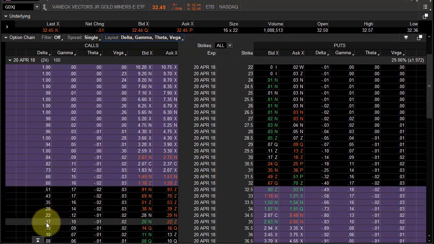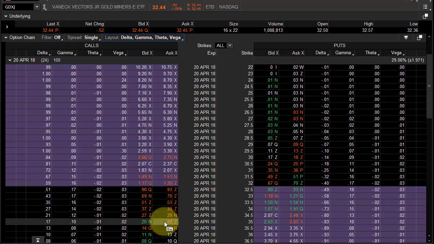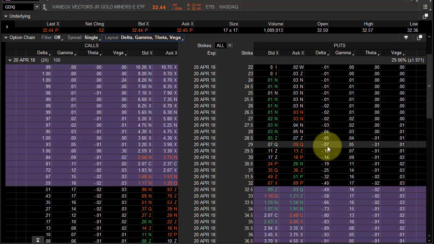Delta. The way that you can simplify Delta is 17s down here on the 35 strike. Look at that as a 17% chance that GDXJ trades above 35 by expiration. The 29s, the Delta 7. Think of that as a 7% chance that GDXJ trades under 29 by expiration.